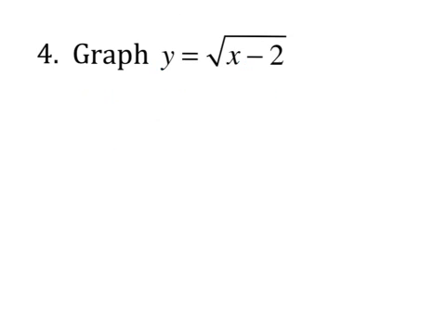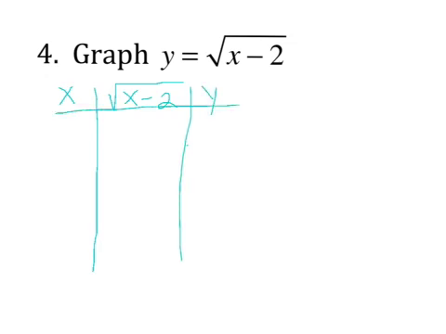In problem 4, we need to graph y equals the square root of x minus 2. Since we have a minus 2 inside the radical, that's going to affect what we plug in for x. For example, I would not be allowed to plug in a 0 in this case, because then I would be taking the square root of negative 2, and we can't take the square root of any negative numbers. So 0 would not be a good number to plug in. The first number that we would actually be allowed to plug in is a 2, because then we'll be taking the square root of 0, and that's okay.